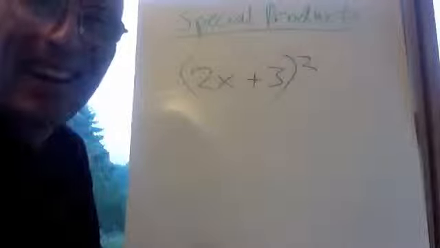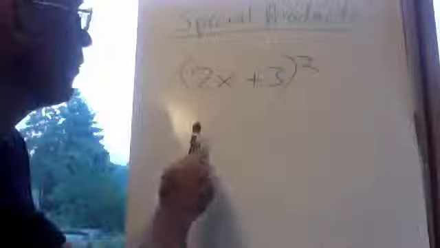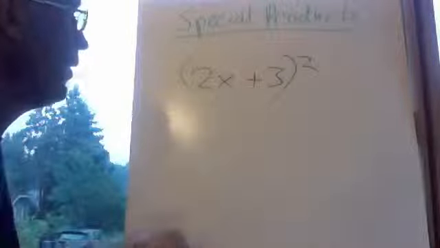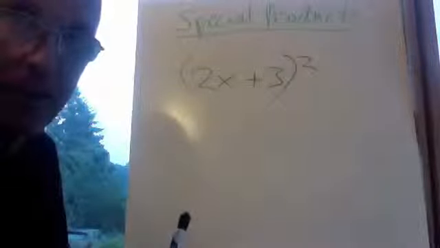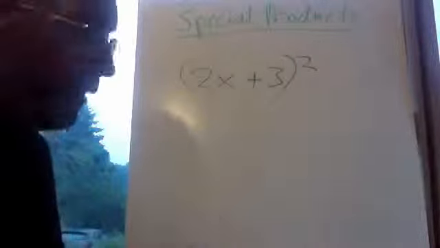Okay, we're back. So remember what I said? If something is in the squared format, you're going to square the first one. A common mistake, I have to say, is people square the first one, square the last one, and leave it like that. So they would write down 4x squared plus 9. That is not correct. Okay, don't do that.